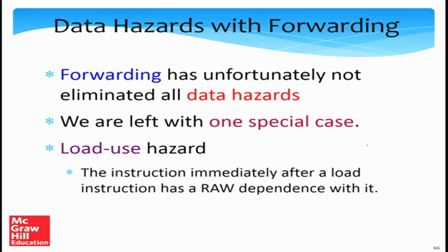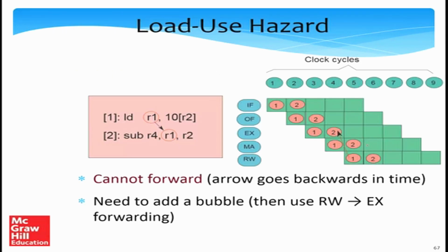So what is this case? The case is when the instruction immediately after a load instruction has a RAW dependence with it. So let's consider a load instruction whose destination register is R1, as we have been doing. And let's consider an ALU instruction whose source operand is also R1. So there is clearly a read after write dependence that we see forming over here.